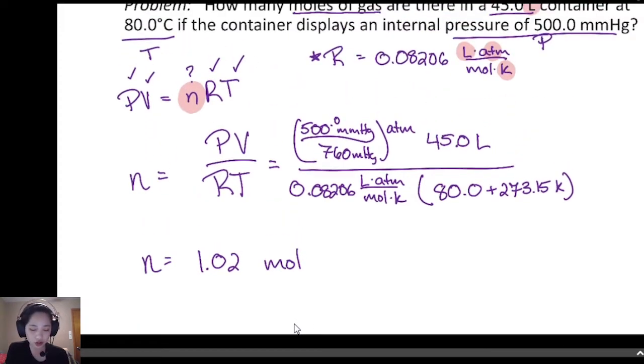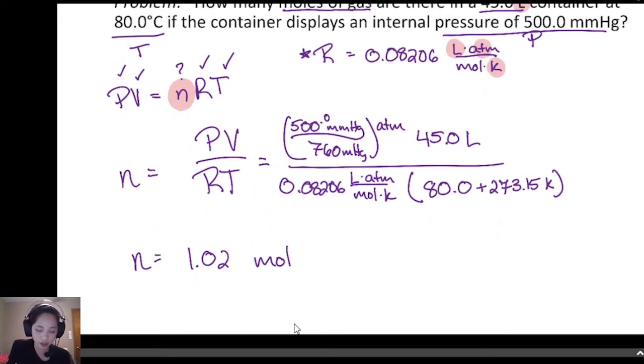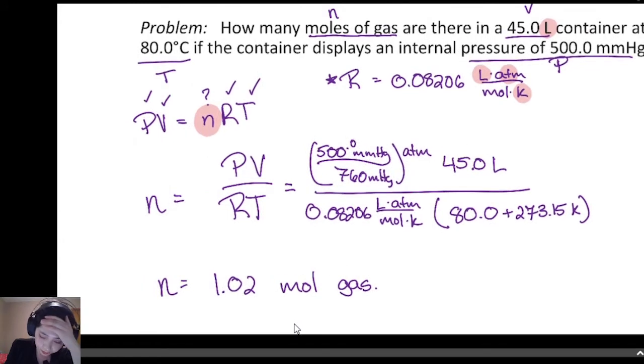Of what? Let's just define. So moles of, oh, it doesn't actually say what kind of gas it is. It just says a mole of gas. So 1.02 moles of a gas will occupy 45 liters at 500 millimeters of mercury pressure and 80 degrees Celsius. Let's just check sig figs here.